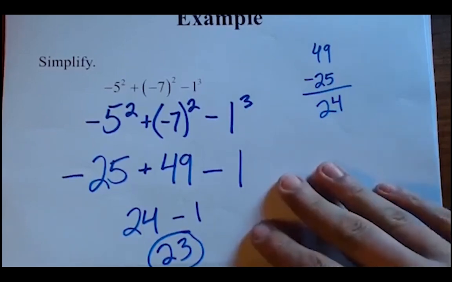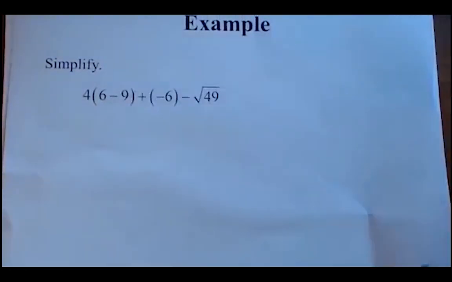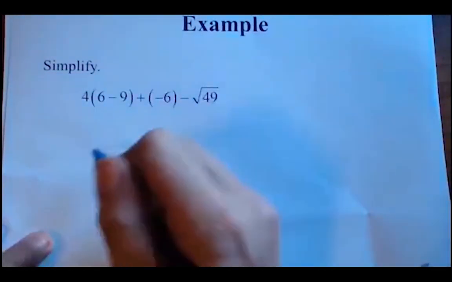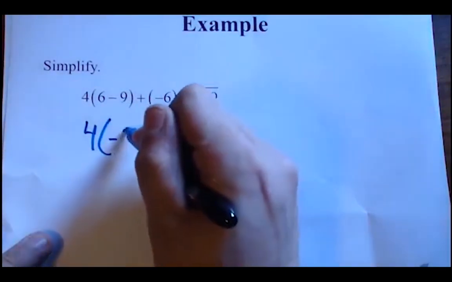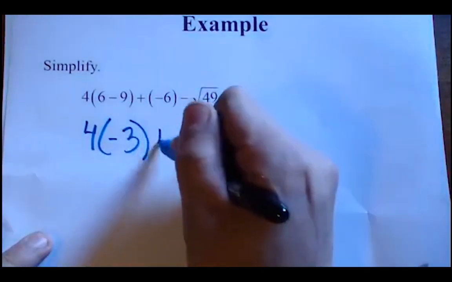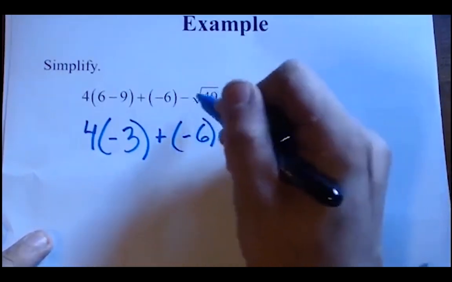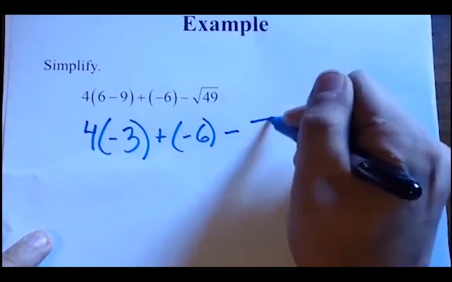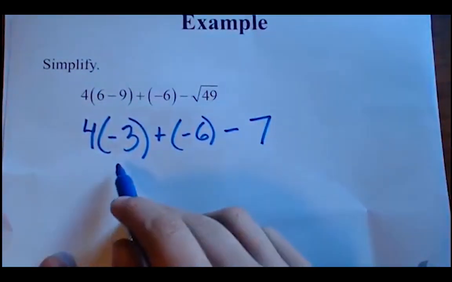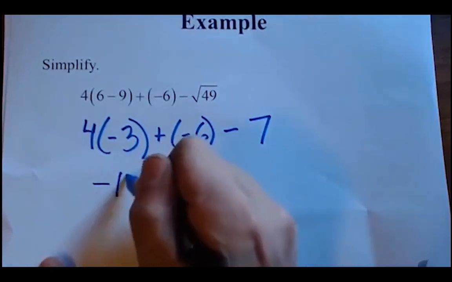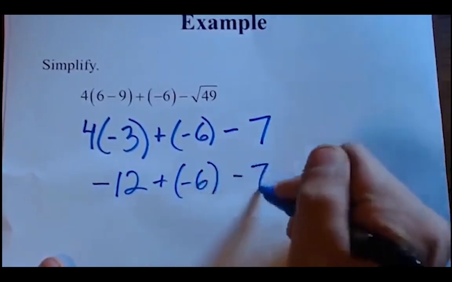Finally, for these sorts of problems, working in parentheses gives us 6 minus 9 is negative 3 there. Plus negative 6, nothing to work on. Minus the square root of 49 is 7. 4 times negative 3 is negative 12. Plus negative 6 minus 7.